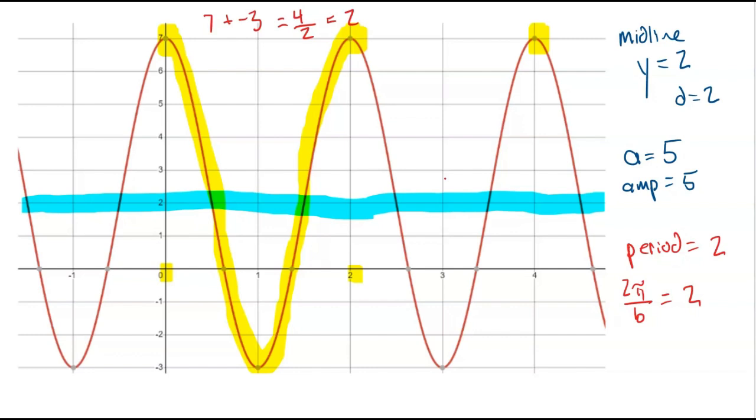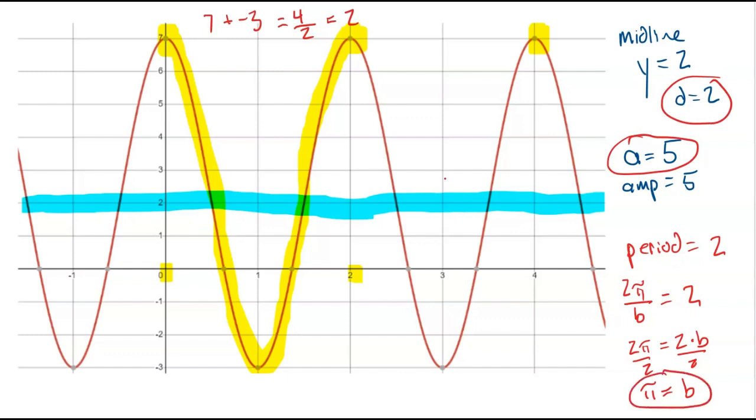So I'm just quickly multiplying the B to the right-hand side. So I get 2 pi equals 2 times B. Divide both sides by 2, and I get pi as my B value. So I know my D value is going to be 2. That's for the midline. I know my A value is going to be 5. That's going to be my amplitude. And I know my B value is going to need to be pi.